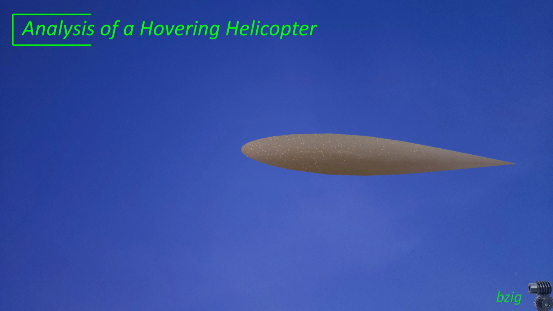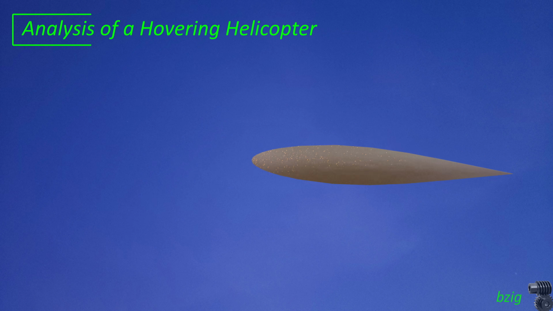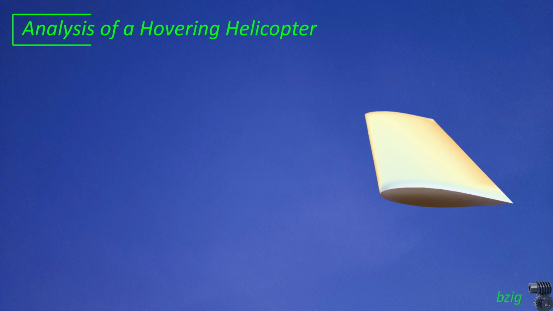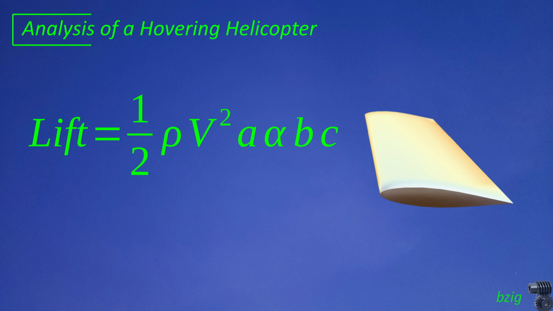I'll start by comparing the helicopter rotor to an airplane wing. In a wing, the angle of attack is the difference between the flight path vector and the chord line of the wing. And a quick analysis of an airplane wing is relatively simple because inflow of air is constant across the span. If you know the airspeed and the angle of attack, this equation works out to a good approximation of the total lift produced by the wing. But we can't use this for helicopter blades.